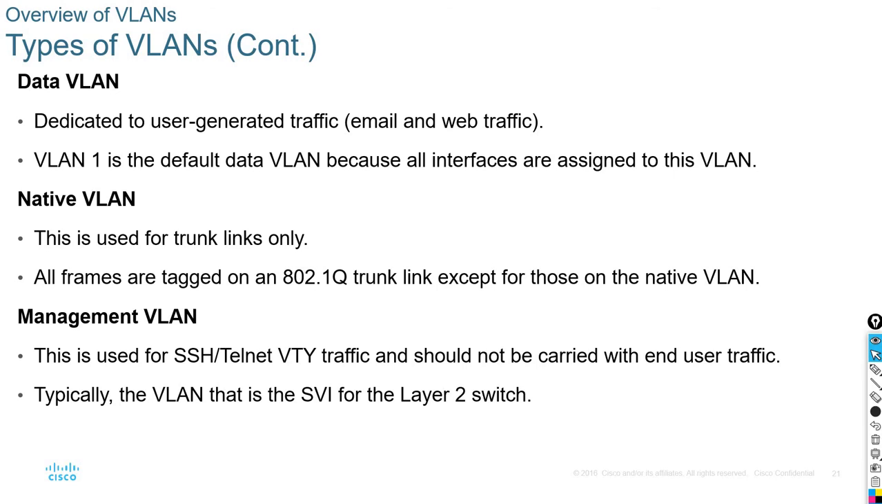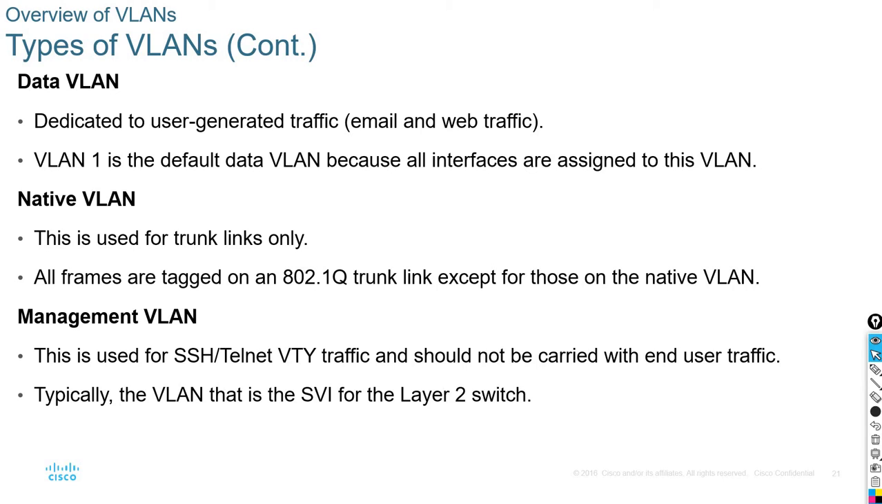Next, coming to the data VLAN. A data VLAN is dedicated to user-generated traffic, such as email or web traffic. VLAN 1 is the default data VLAN because all interfaces are assigned to this VLAN.